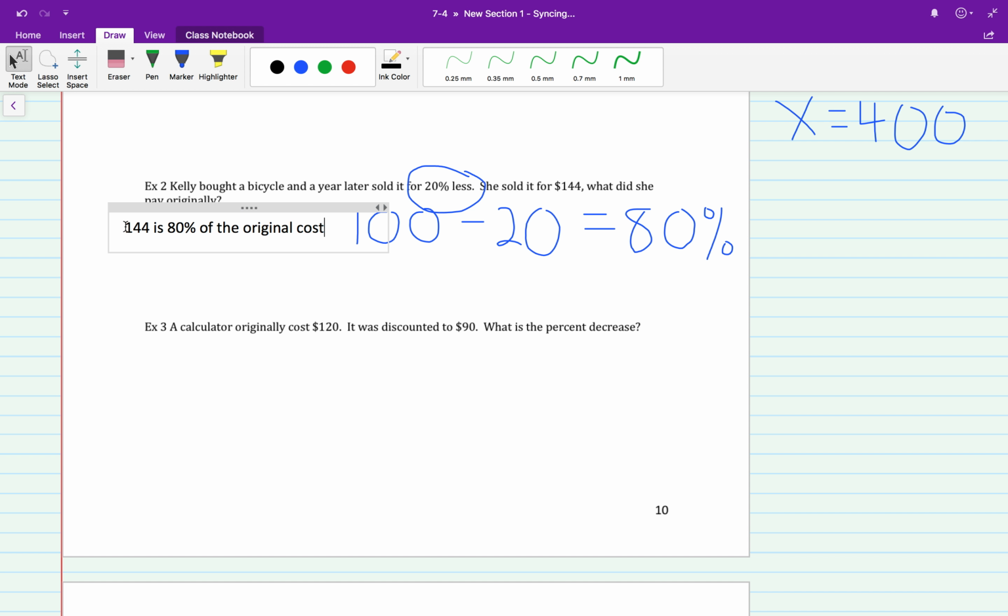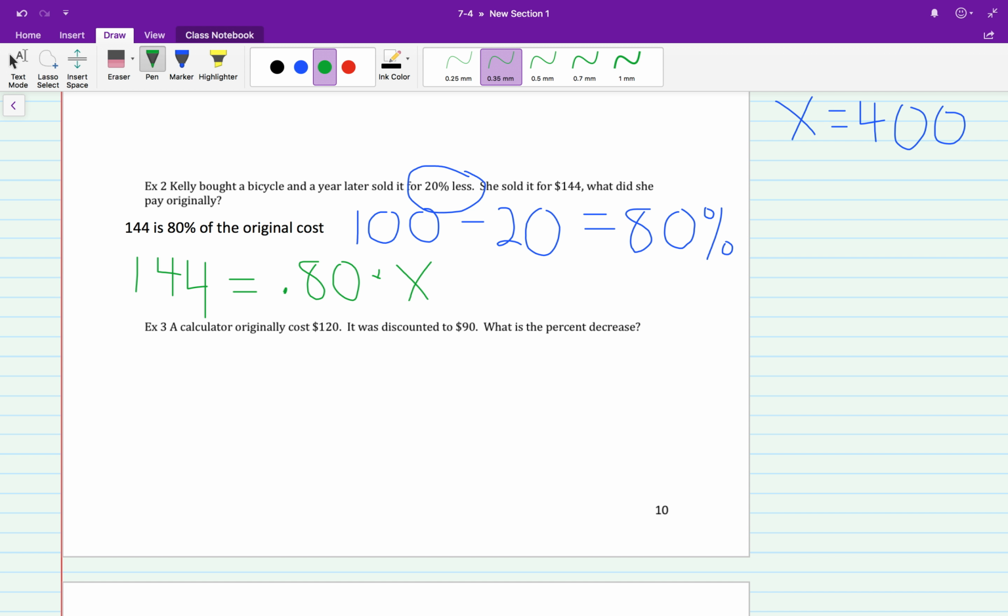Now that I see that, I can write my number sentence. So that's what I'm going to come back and do now. I'm going to say 144 is 80%, which I'm going to write as a decimal. 80% of means multiply the original cost. So 144 is 80% of the original cost, written out in a number sentence.